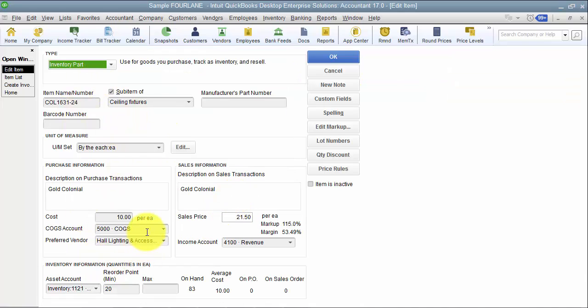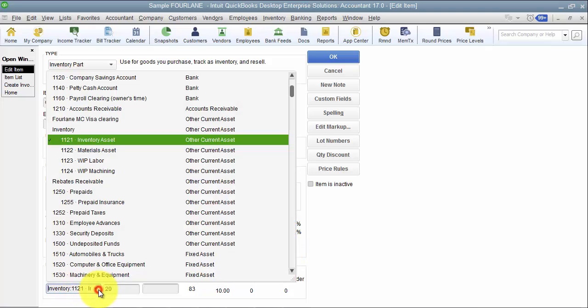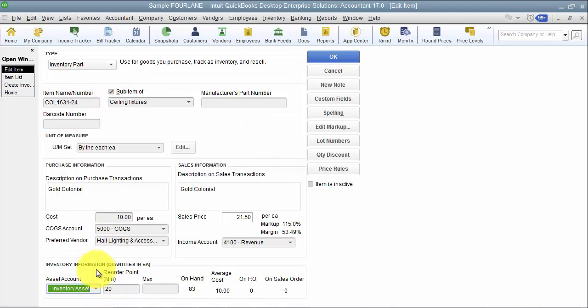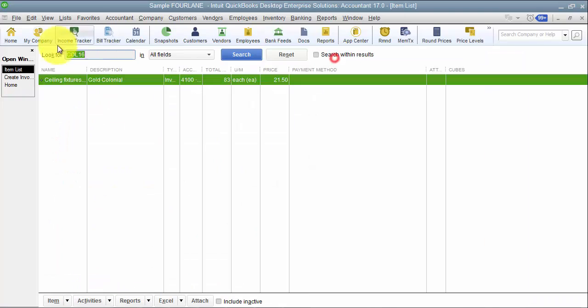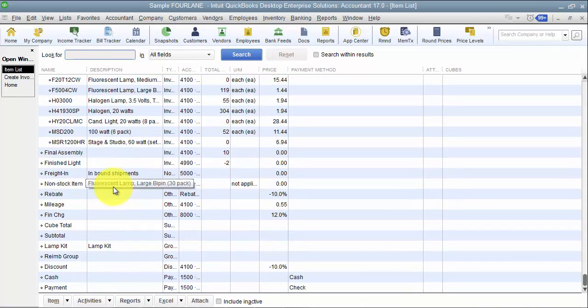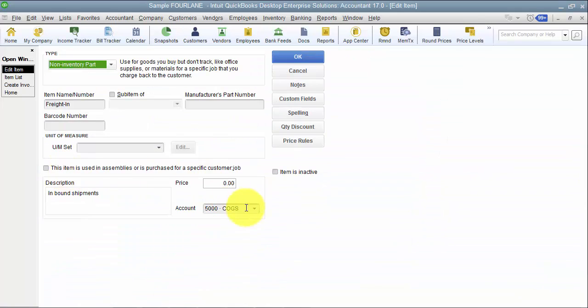So we can see when we set up the inventory part, we have cost of goods sold as a cost of goods sold account, we have revenue as a sales account, and we have inventory asset as the asset account. Okay. Now, when we go look at our freight in, we have freight in as a cost of goods sold account only, right? We haven't made it a double-sided item. So I'm going to go ahead and make it a double-sided item.